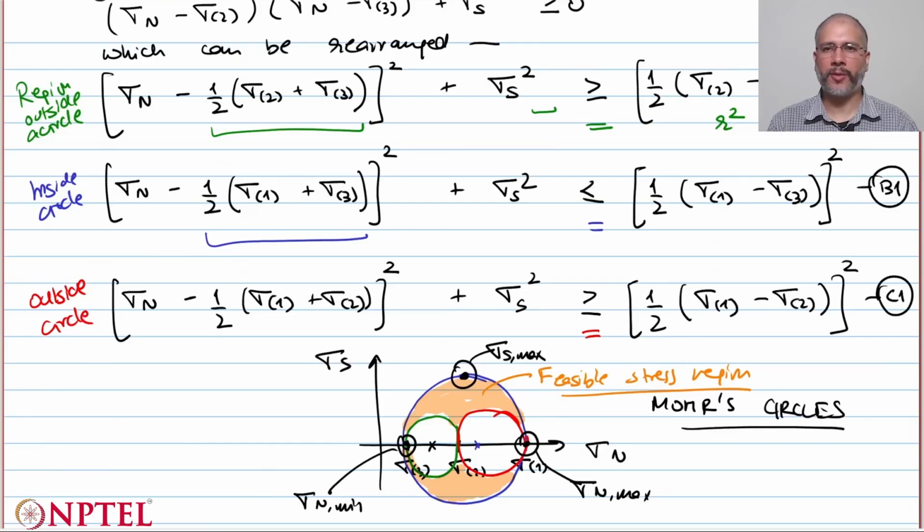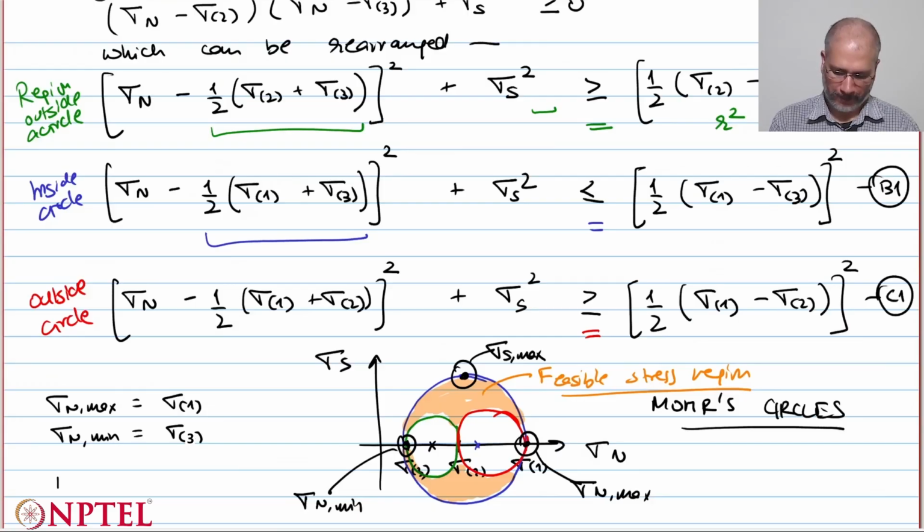I'll write the values for these stress maxima as well. So sigma n max is sigma 1, as we can see from the figure. Sigma n min is sigma 3. And sigma s max, that is the maximum shear stress, is simply (sigma 1 minus sigma 3) upon 2, because we're only interested in the magnitude of shear stress.